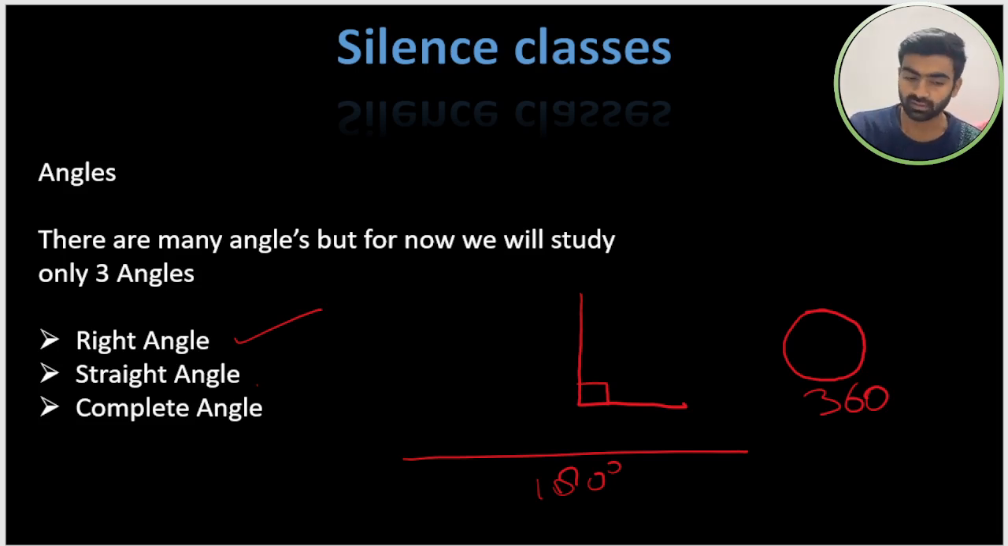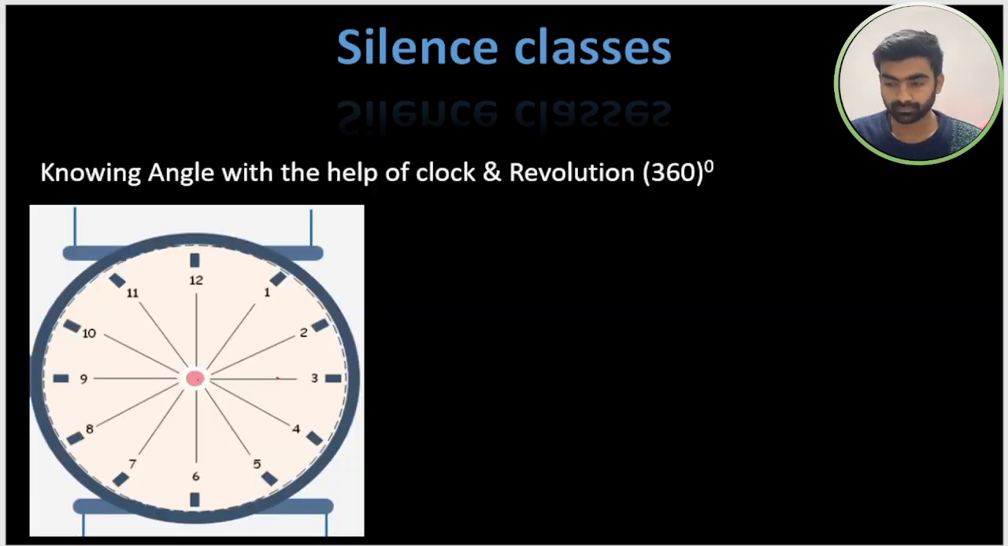I hope you guys understood. Now by using the clock, we will talk about the revolution and learn more about the 90 degree angle, straight angle, and complete angle. The clock always moves like this, in the clockwise direction. So if the clock is moving like this, this is forming a right angle, which means it is of 90 degree.